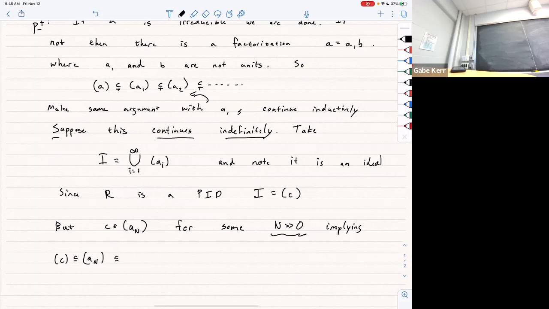So this is contained in C, because this is contained in R. Maybe you can say it this way, A_{N+1}. Now you're saying that a set is properly contained in itself, but there's an equality here. So that means this must be equal. So this must stop at some point. And that says that when it stops, you cannot further factor into irreducibles.